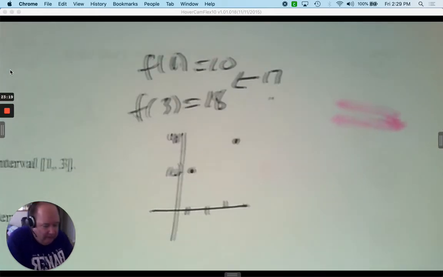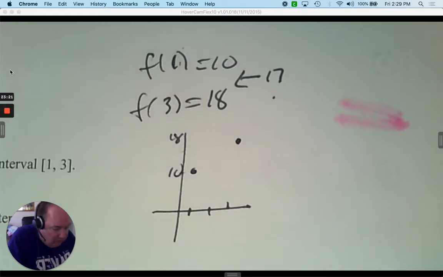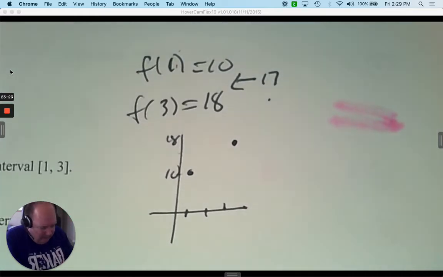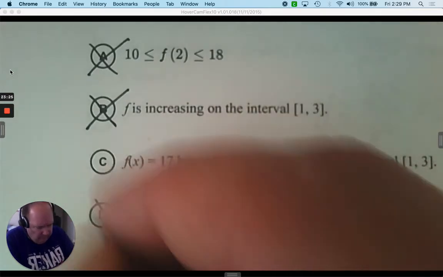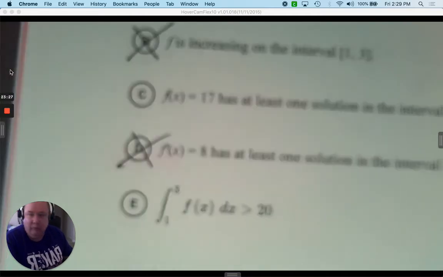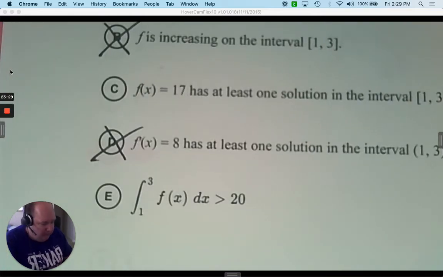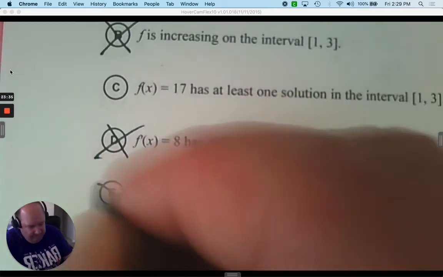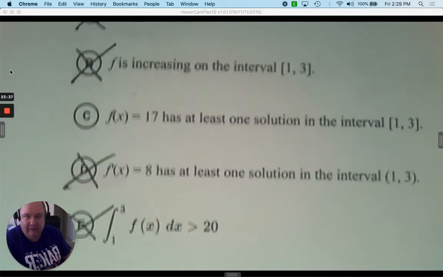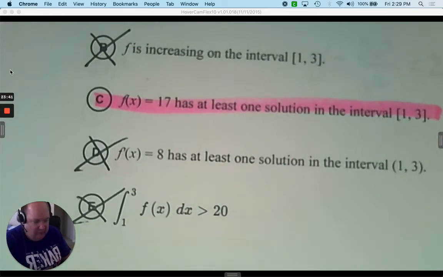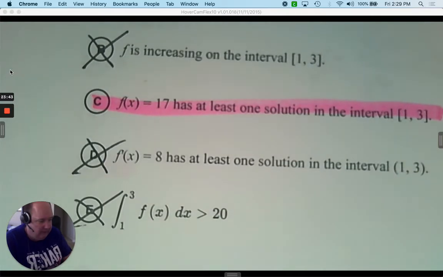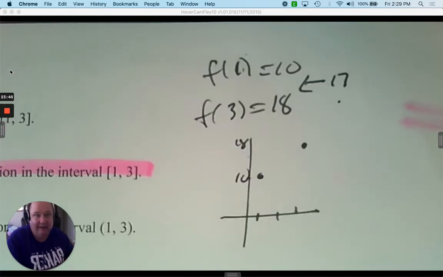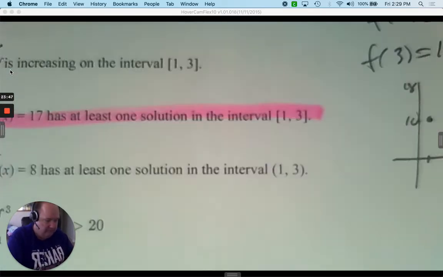How about the derivative of x has to equal 8? No. How about the integral from 1 to 3 must be bigger than 20? So the area under the curve must be bigger than 20. So the only one that makes sense here is that there must be at least one answer of 17, because it's in the middle of the interval between 10 and 18 if it's continuous. Number 15.